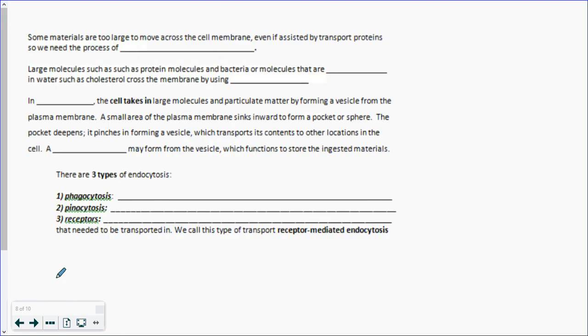So some materials are too large to move across the cell membrane, even if assisted by transport proteins. Some things we wouldn't be able to get a protein big enough to let in. Otherwise, it would just be creating essentially a pore for anything to flow in. So what cells sometimes do is use the process of endocytosis and exocytosis.